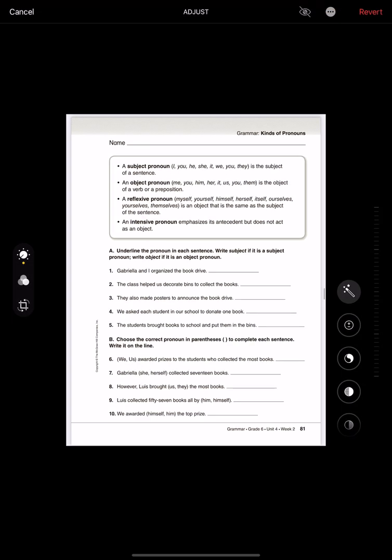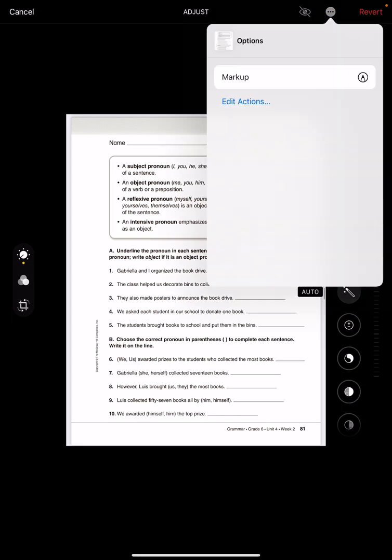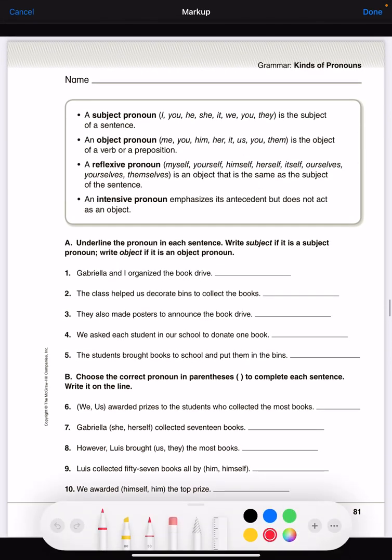Okay, so what does that mean exactly? Well, let's take a look again. Okay, you can see in the first one, it says underline the pronoun in each sentence and write subject if it's a subject or object if it's an object. Well, I can see I is the pronoun in the first sentence, and since Gabriella and I are the subject of that sentence, we're the ones doing something, I put that as a subject pronoun. Okay? And then you continue on with that.